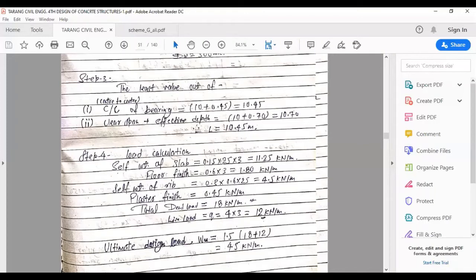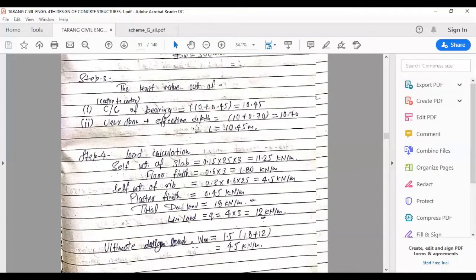You have to keep in mind that 25 kilonewton per meter cube is the density of concrete, and this is the standard value which we have to follow. So total dead load comes out to be 18 and live load comes out to be 12 kilonewton per meter, because it was given in the question as 4 kilonewton per meter square. So we'll multiply it with one side of the span and we'll get it in terms of kilonewton per meter.